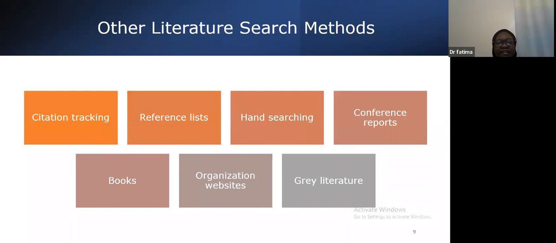So apart from checking the databases to extract your articles for inclusion into qualitative evidence synthesis, you could also use citation tracking. By seeing the number of articles that have cited a particular article, you can check the article to see if it's important for you or if it meets your eligibility criteria for inclusion. You can check the reference list of the included articles, that's the articles that have qualified to be included, they're eligible. You check through the reference list to see if there is something you've missed out, and then you subject whatever you get to the same procedures as you did for other articles. You can hand search, you can check books, organization websites, gray literature.